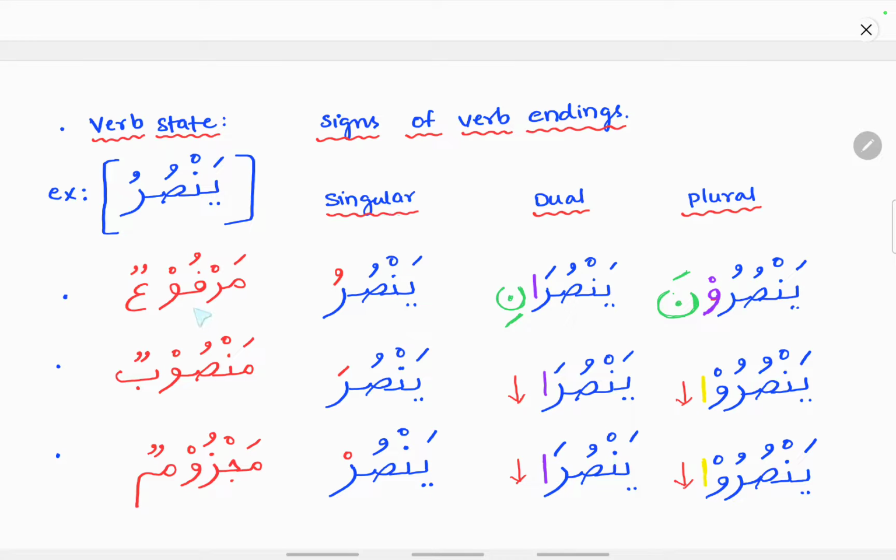So in singular, the marfu state is dhamma, you can see. In the mansub state you can see fatha, and in the majzoom state you can see sukun. This is the singulars. In case of dual, the marfu state is the presence of a noon.